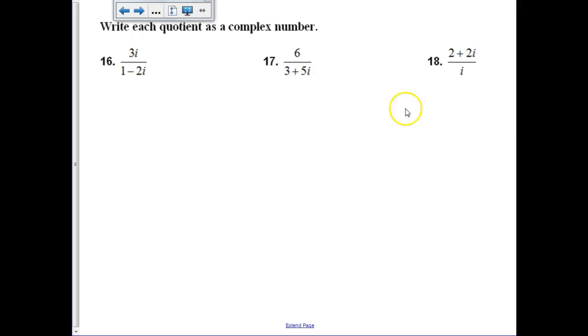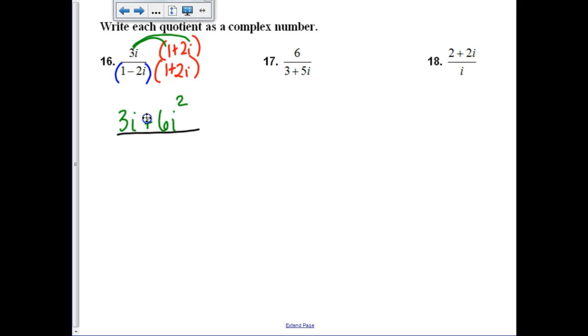What is the complex conjugate of your denominator of 1 minus 2i? I heard 1 plus 2i. Thank you. So let's multiply numerator and denominator by 1 plus 2i. Now, it turns out this one's not too bad. The numerator, for instance, I'm just distributing a 3i, so there's going to be a lot less to the distribution than my previous problem. 3i times 1 is a 3i. And 3i times 2i is a plus 6i squared. I know that simplifies. Just hold your horses. We'll talk about that one in a second.